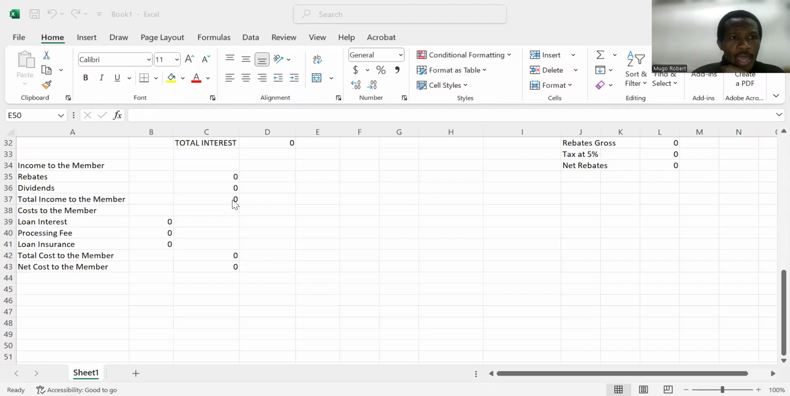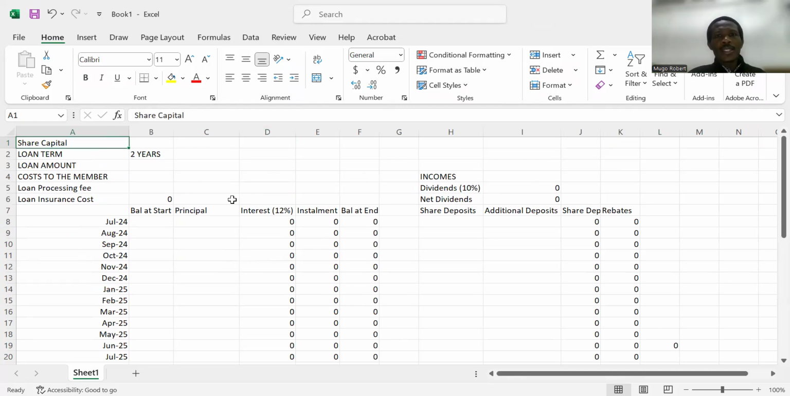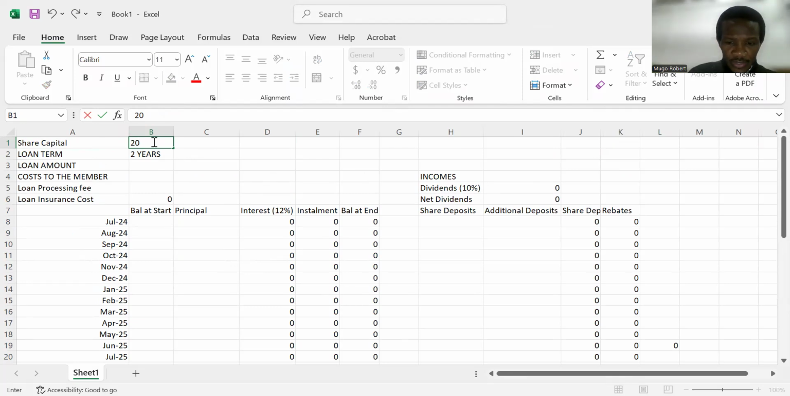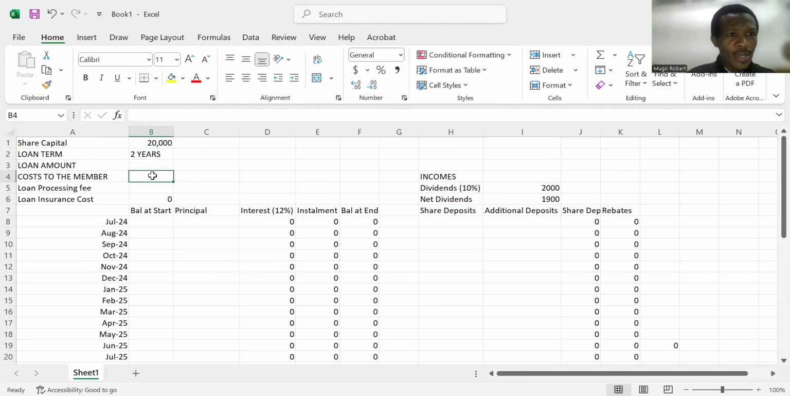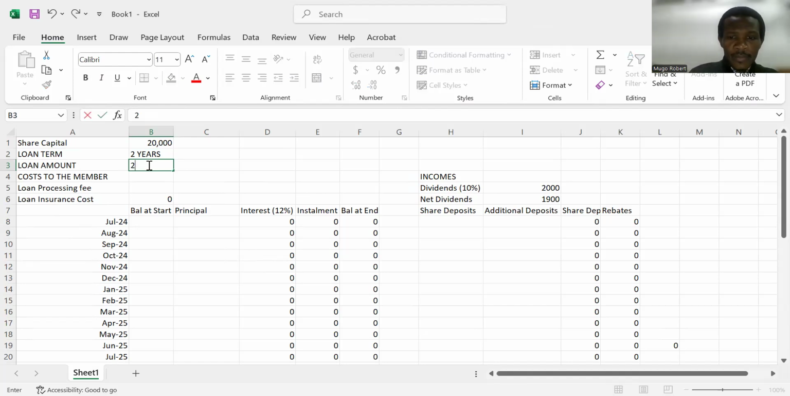In this Excel presentation, I have two Saccos: Sacco X, and then Sacco Y. I want to assume that for these two Saccos, share capital is 20,000. I'm giving factual information, it's only that I don't want to mention the names of the Saccos. The loan amount that we are taking, we assume it is 200,000, and this loan is for 2 years.